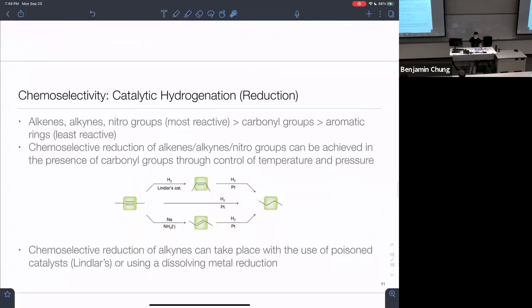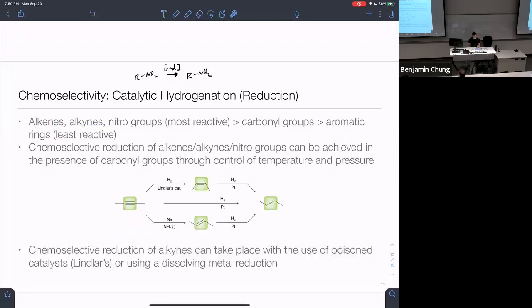Okay, so another example of chemoselectivity is in catalytic hydrogenation. So typically we can reduce alkenes and nitro groups very easily. Nitro groups, of course, look like this, and when they are reduced, we get amines. So these are the most reactive under catalytic hydrogenation conditions. The next would be carbonyl groups, followed by aromatic rings. Aromatic rings, of course, are very stable, so they're not very reactive, but they can be fully saturated under catalytic hydrogenations, especially if you use really high temperature and pressure.